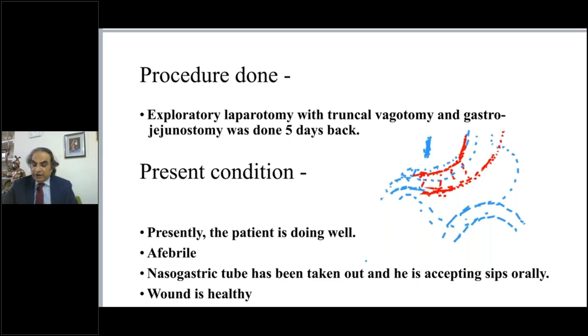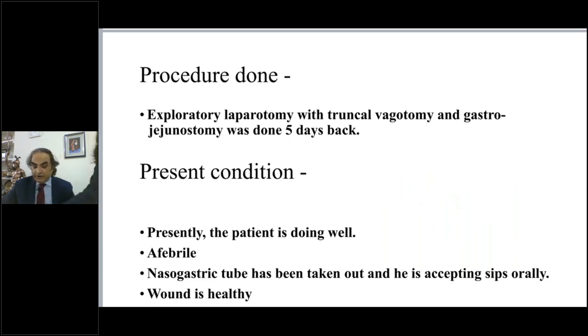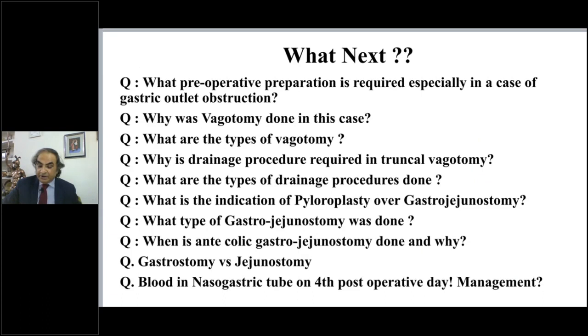Now, can you tell us something about the need for doing a drainage procedure with truncal vagotomy? Why should we do it? Sir, because truncal vagotomy also severs the fibers supplying the pylorus for normal relaxation. Yes, that's very good. But where are those fibers usually located? Sir, they come from high above, from the GE junction.